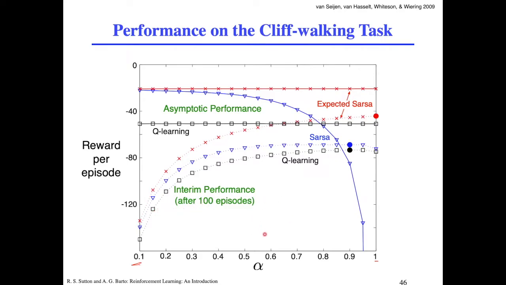If you run it for 100 episodes with that learning rate, here's kind of what you're getting for different learning rates. SARSA is doing better over this short term than Q-learning, but in the asymptotic way, if you run it until convergence, until it stops changing at all or very little, so run it a very long time.